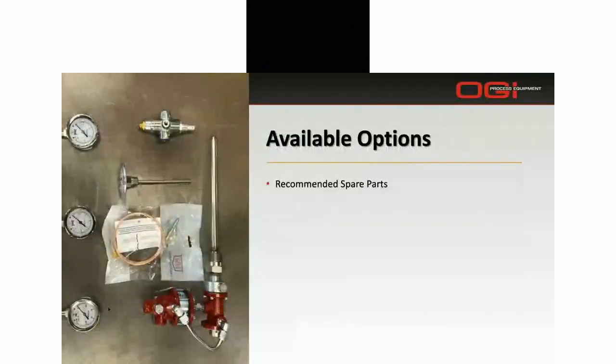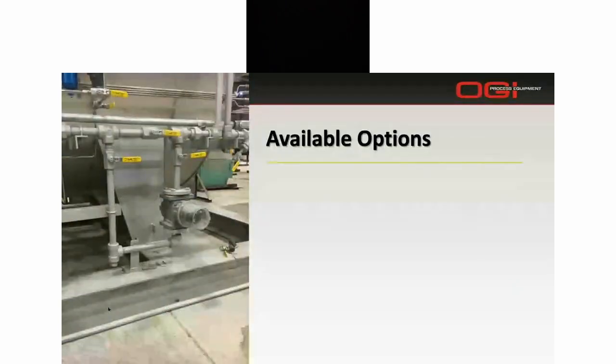Available options include recommended spare parts. This would depend on the type of relighter and the controls that you would have. For us, we would actually include these at a discounted rate when you buy the equipment. So again, it's good to have these on hand, especially during startup or commissioning. If for some reason something did fail, you'll have another part to quickly install and continue with commissioning.